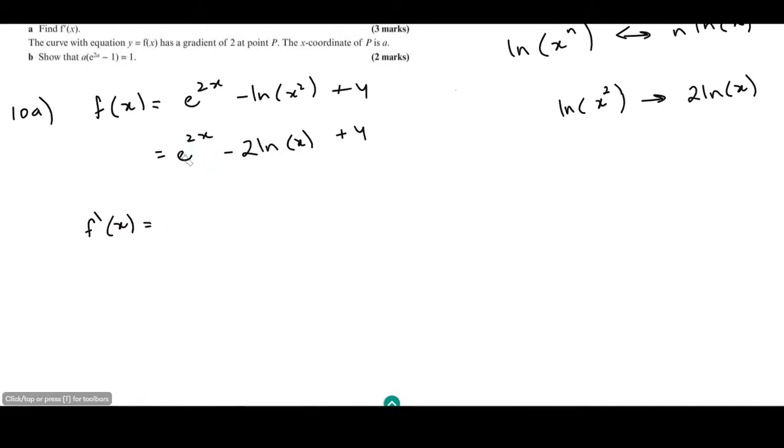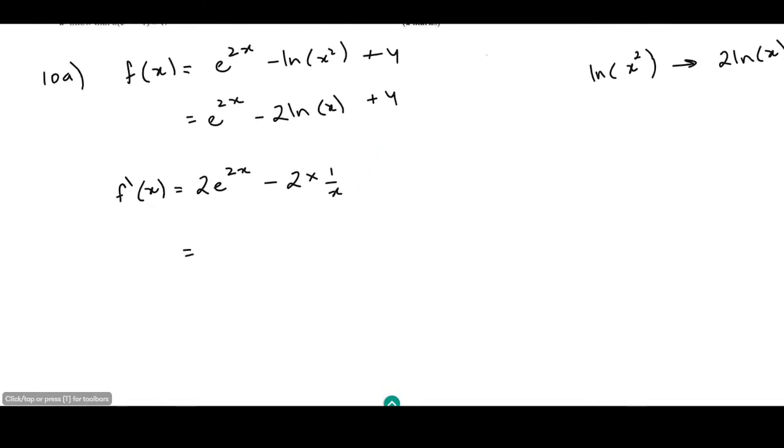So I know that the derivative of e to the power of kx is just k e to the kx. In our case, k is 2. So I have 2 e to the 2x minus 2 times the derivative of ln of x, which is 2 times 1 over x. Remember, constants don't change the value of the derivative, because you're differentiating with respect to x. And then the 4 vanishes. So you have 2 e to the 2x minus 2 over x. And this is your derivative, f dash of x.